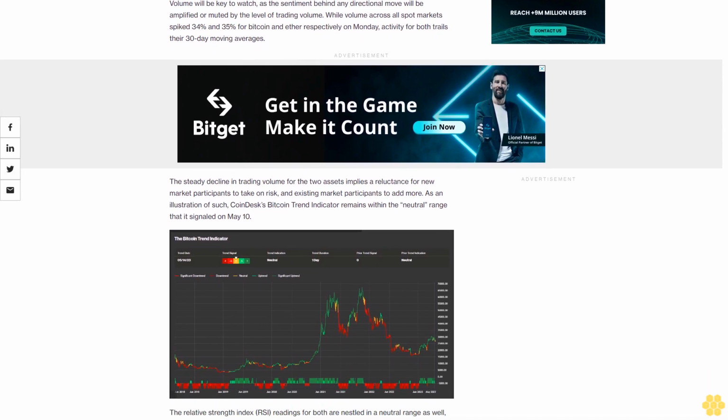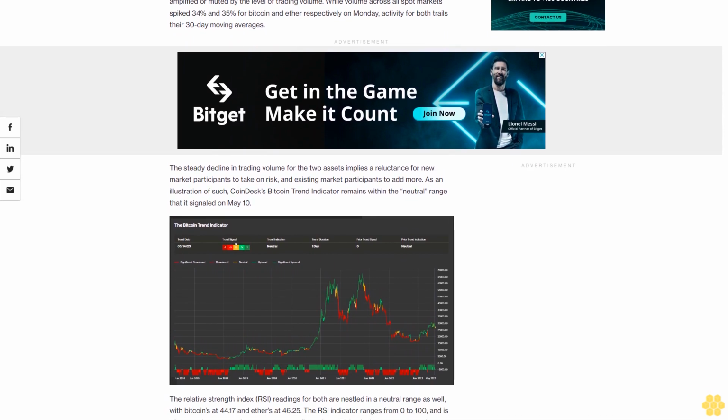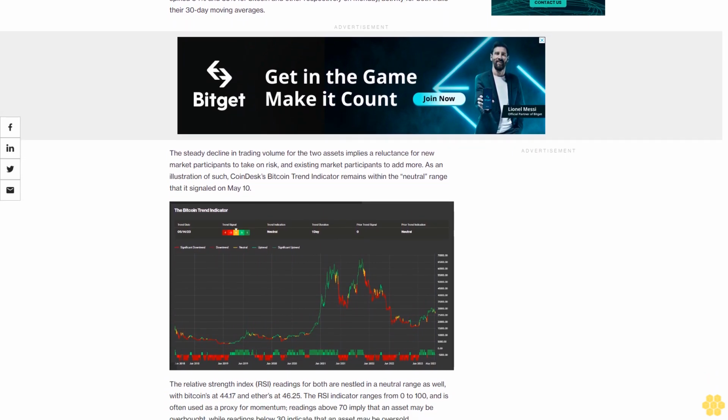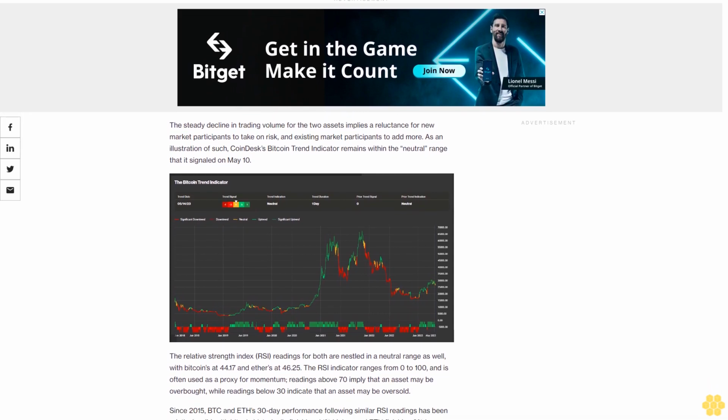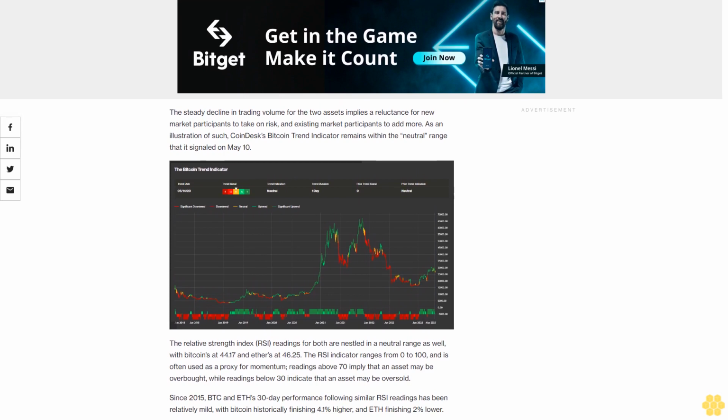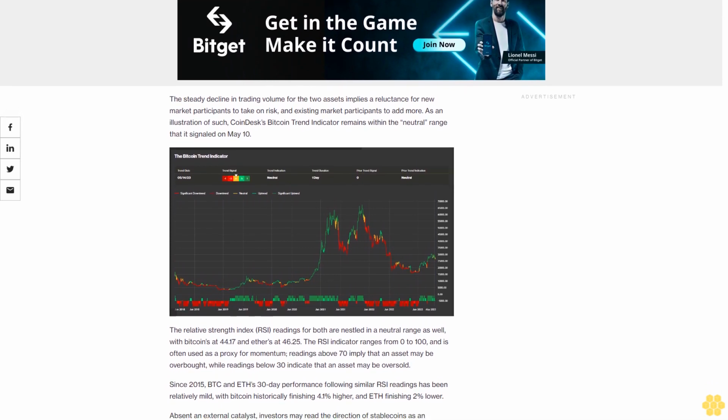The steady decline in trading volume for the two assets implies a reluctance for new market participants to take on risk and existing market participants to add more. As an illustration of such, CoinDesk's Bitcoin trend indicator remains within the neutral range that it signaled on May 10.